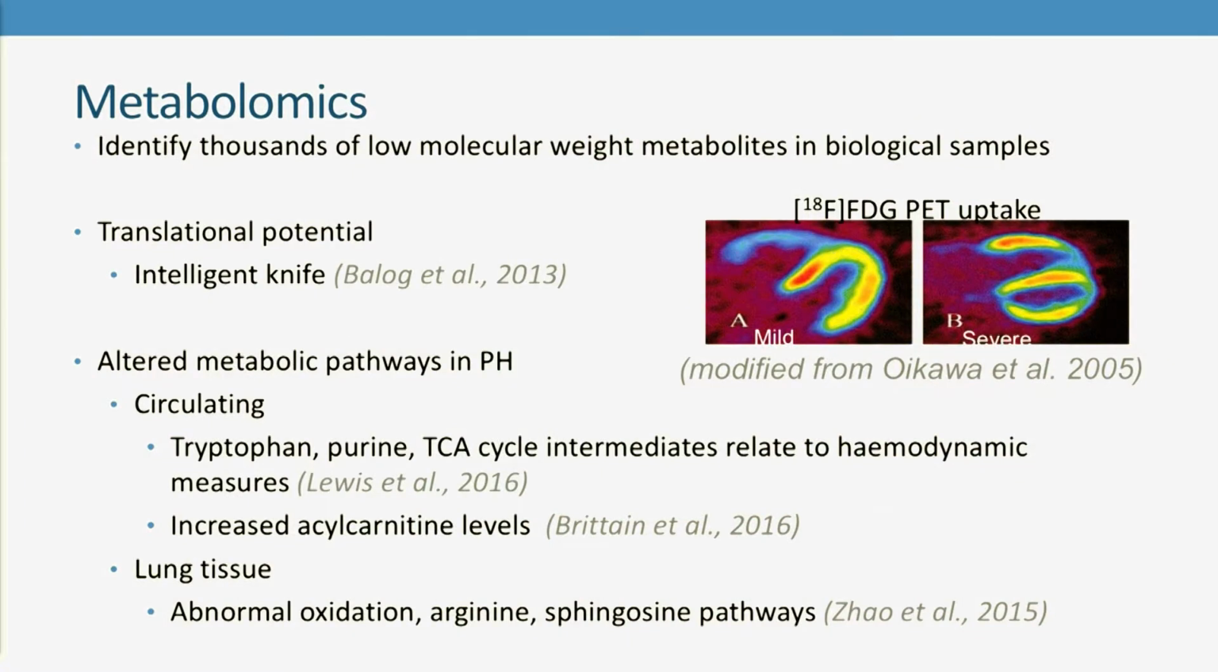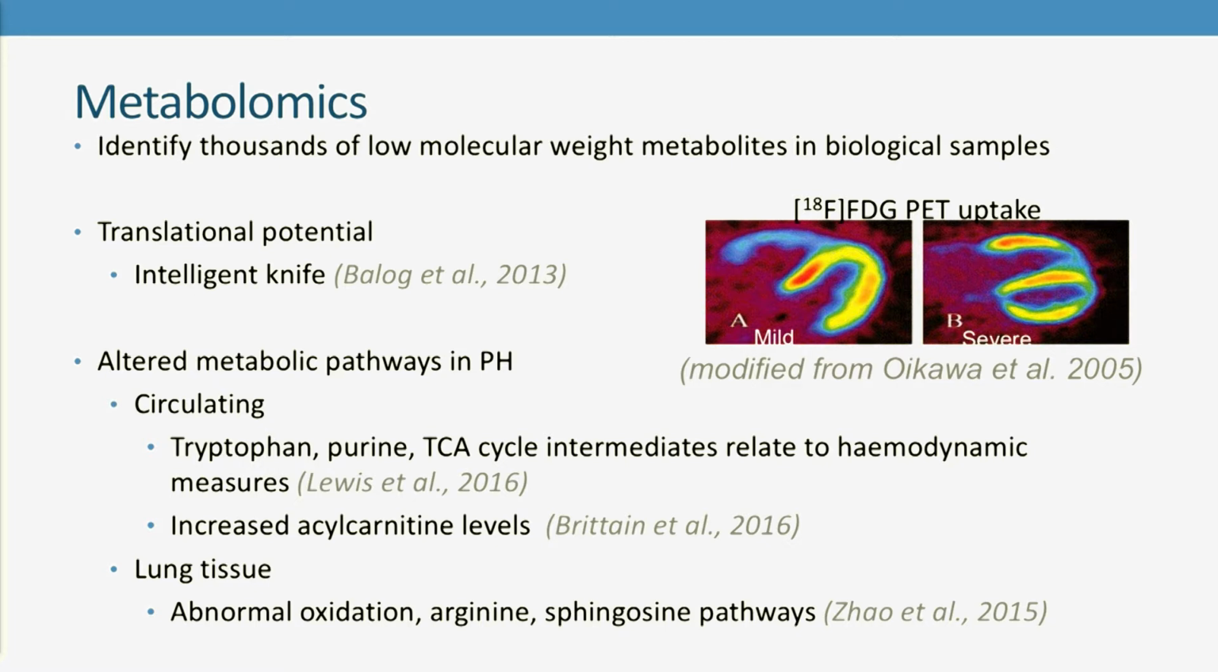In terms of pulmonary hypertension, there's already been substantial publication on altered metabolic pathways. Specifically in circulating levels of metabolites, we've seen altered tryptophan, purine, and TCA cycle intermediate metabolites related to severity of PH, specifically hemodynamic measures. We've also seen from Evan and colleagues increased acylcarnitine levels, which we were able to reproduce in our study. And there have been some studies in lung tissue samples as well, which have shown abnormal oxidation, arginine and sphingosine pathways.